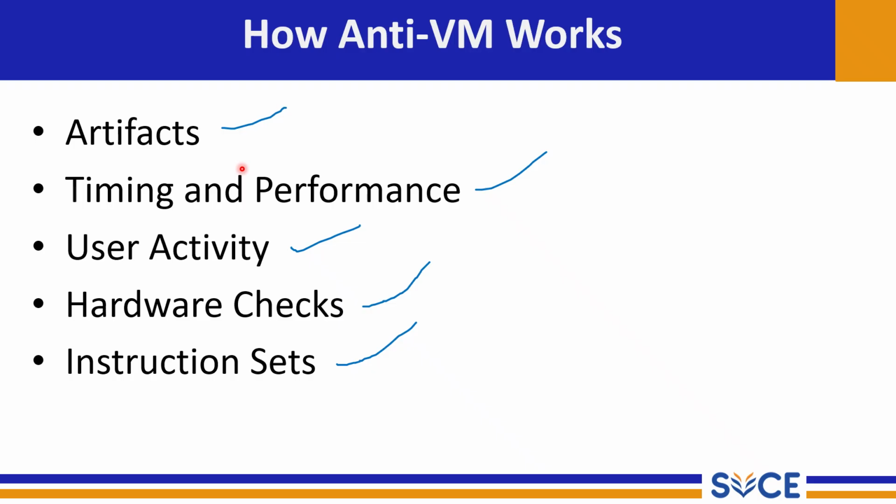And next, hardware checks, inspecting hardware attributes such as the computer model to see if they indicate a cloud or virtualized host. And next one, instruction sets, using specific CPU instructions such as SLDT and STR, which may behave differently or reveal the presence of a VM.